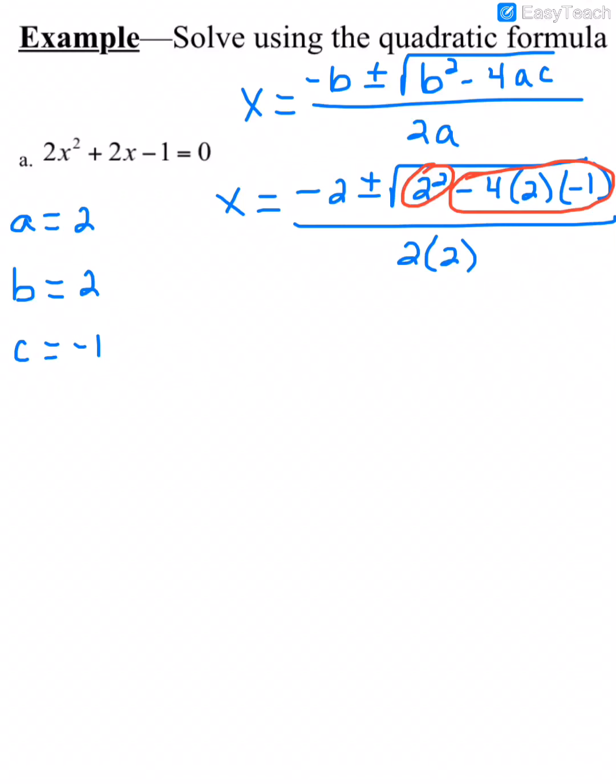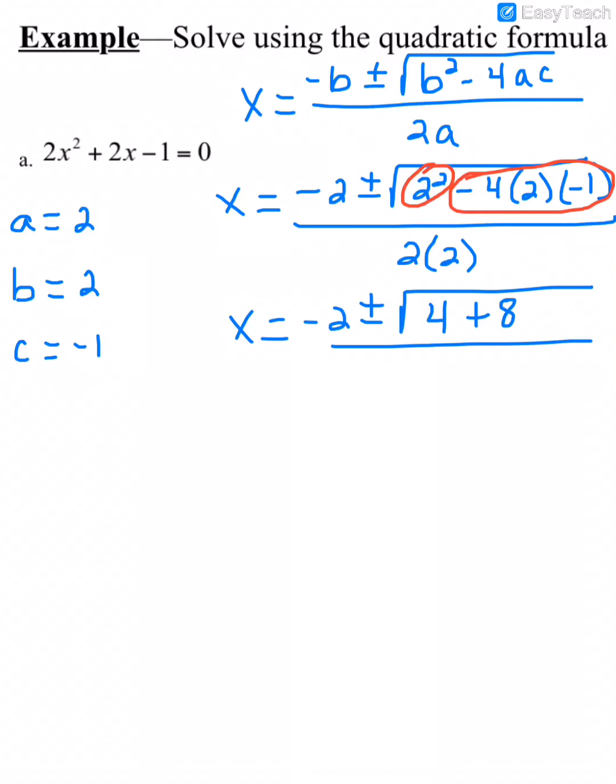So x equals negative 2. If I raise 2 to the second power, I get 4. And then negative 4 times 2 times negative 1, that would be a positive 8. And then that's over, we can go ahead and multiply the 2 times 2, which is 4. All right, so I have negative 2 plus or minus the square root of 12 over 4.